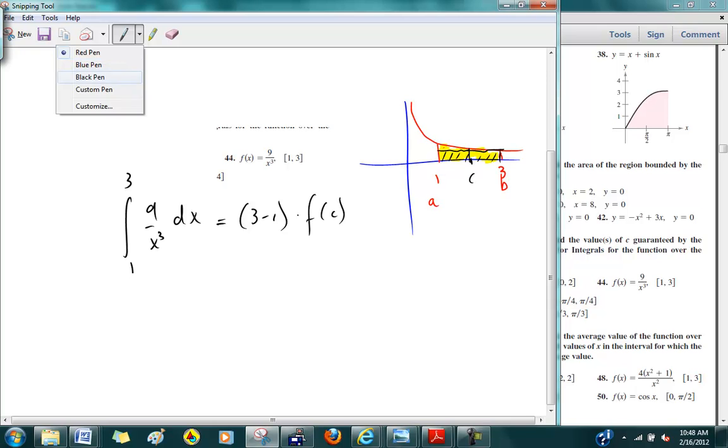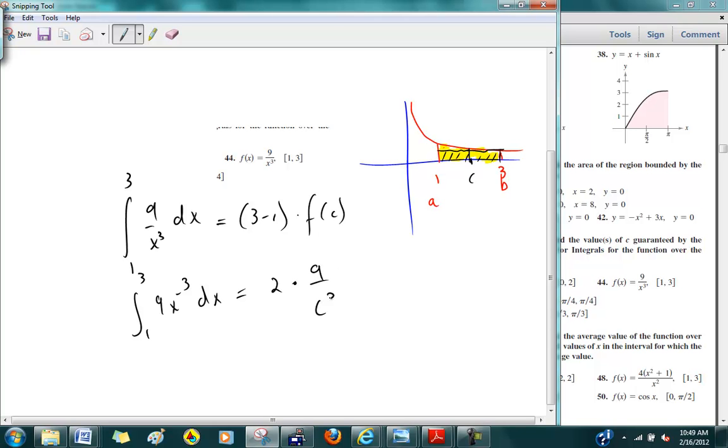Okay, let's do the integration on the left hand side. First you're going to rewrite this, so it's going to be the integral from 1 to 3 of 9x to the minus 3 dx. On the other side it's going to be 2, and f of c turns out to be 9 over c cubed. All you do is you take the c and you shove it in there.